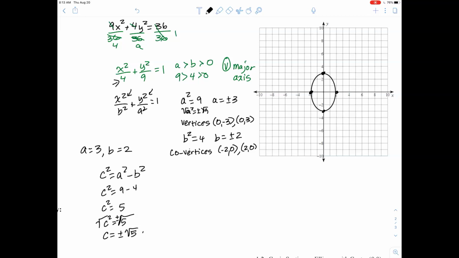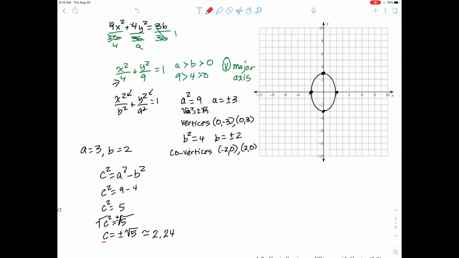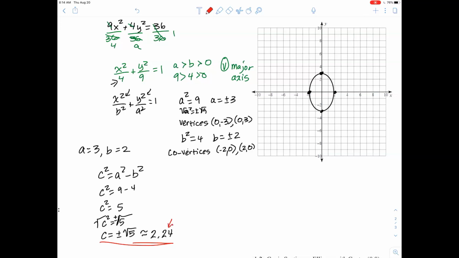So we probably want to get an estimated value there if we were going to graph it. And I guess we could graph it just so we can look at it. So the square root of 5 is about 2.24. All right, so I'm going to just grab a different color pen here to do this. So they're on our major axis. So from our center, we're going to go up 2.24, so that would be about right there, and down 2.24, and that would be about right there.